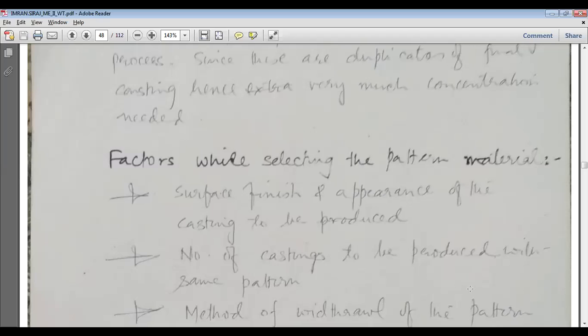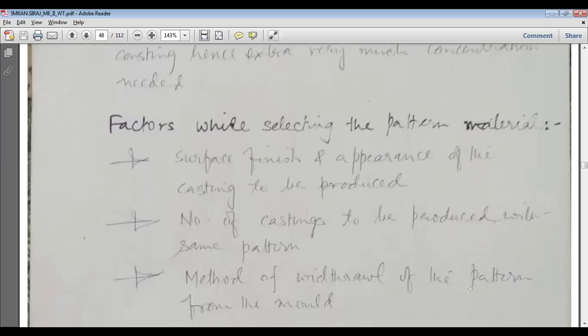So if the number of castings is low, we can choose wax and we can choose POP. These are the two materials that are used for low numbers of castings, and if the number of castings to be produced is high, then we have to take metals, woods or plastics.